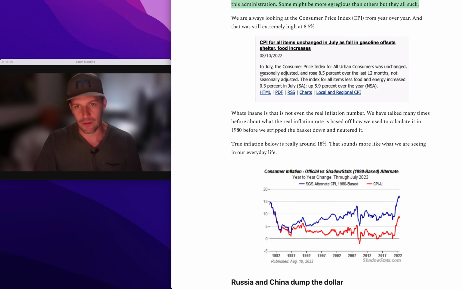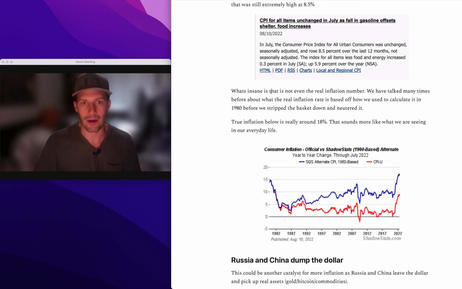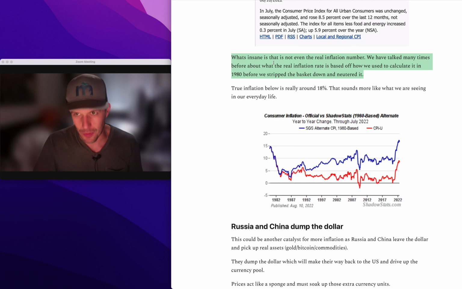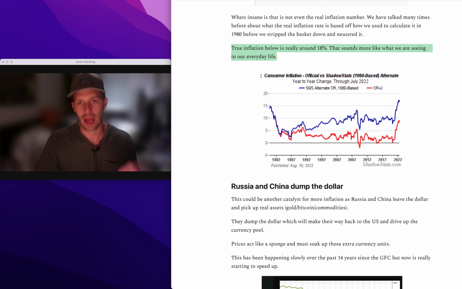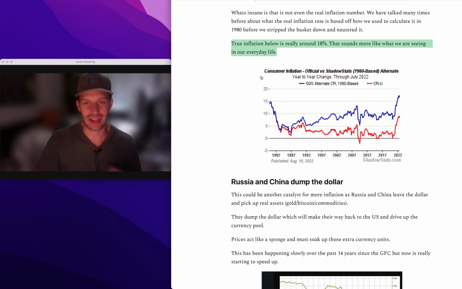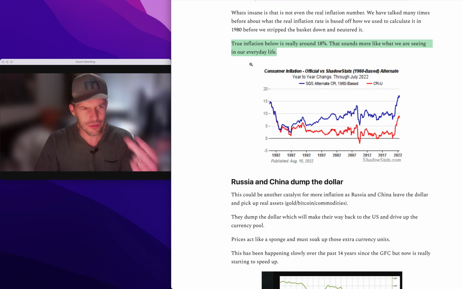So here's the part from the BLS, the Bureau of Labor Statistics, talking about this. And there's the actual little write-up about it. What's insane is that this is not even the real inflation number. We have talked many times before about what the real inflation rate is and what it's based off of. It used to be based off of something completely different in 1980 until we stripped this whole basket down and neutered it. True inflation, though, if you take John Williams at Shadow Stats, who still tracks this stuff and has some incredible data on how we used to actually do things, is really around 18%. That sounds a little bit more like what we're seeing in our everyday life, with food prices and car prices, all the things we actually buy and use: energy, food, water.